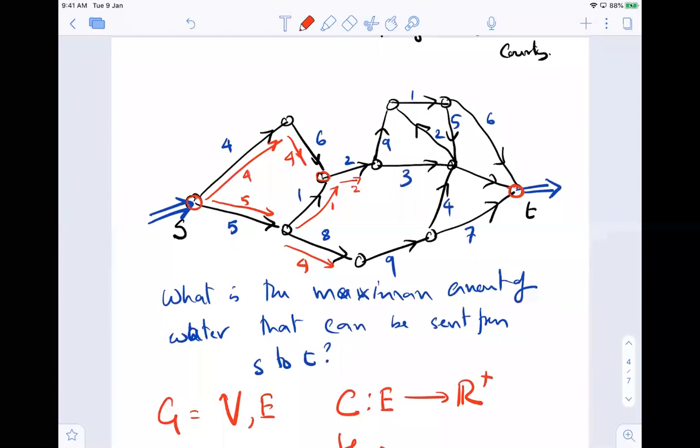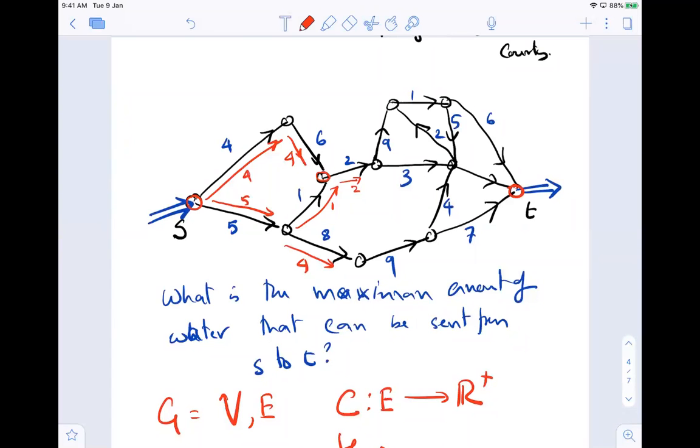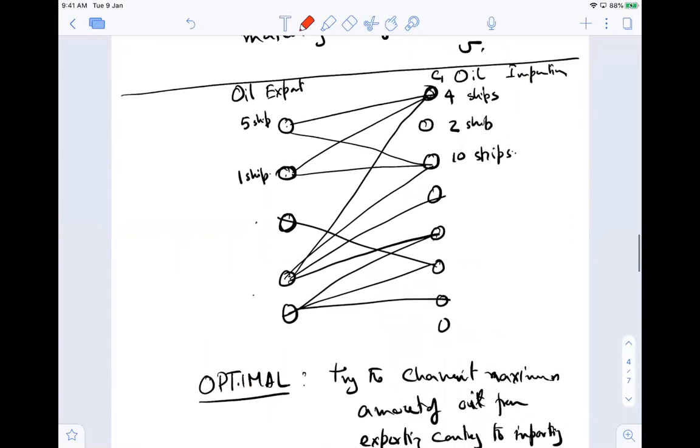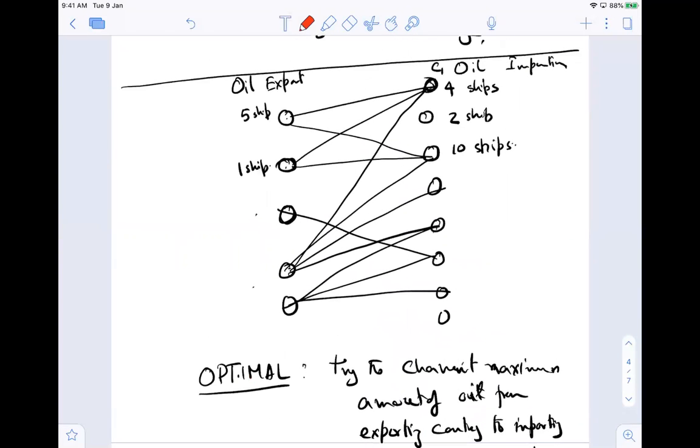Yes. Somebody wanted something else? Although this problem might look like a toy problem, it is not. This is a very important problem. So let me go back here and try to understand what's going on. How can I convert this oil export problem into this setting? Can you help me do something like that?